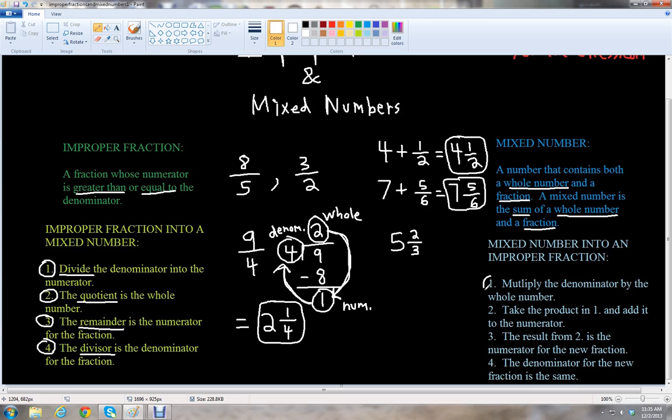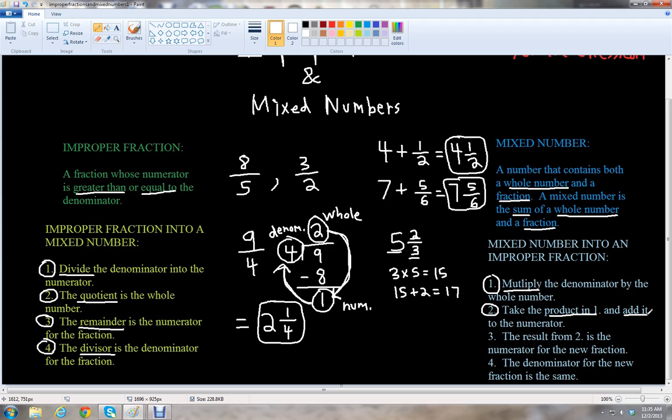So in step 1, we're going to multiply the denominator, this is 3, by the whole number, that's 5. So we're going to do 3 times 5, that's 15. And then in step 2, we're going to take this product that we found in step 1, that's the 15, and then we're going to add it to the numerator, which is 2. So we'll do 15 plus 2 equals 17.